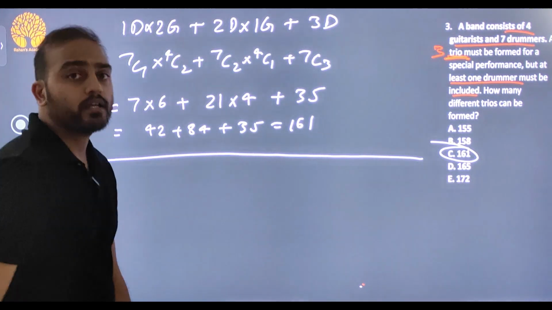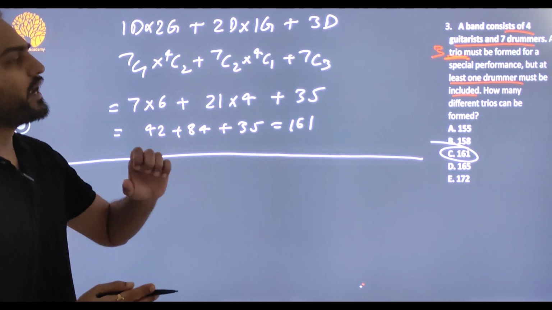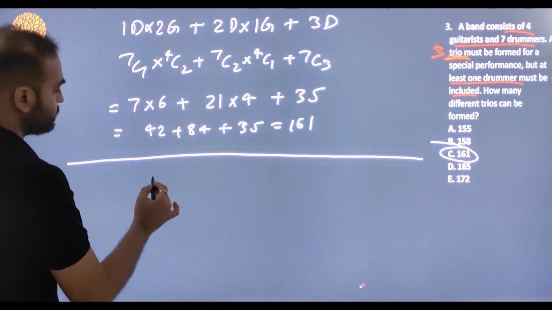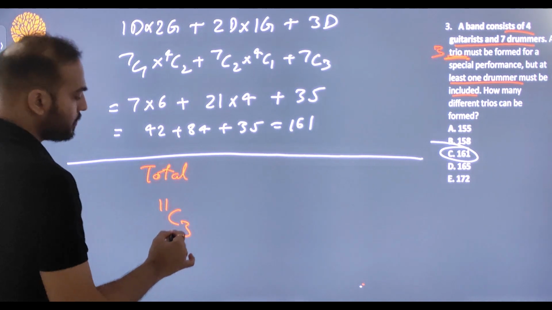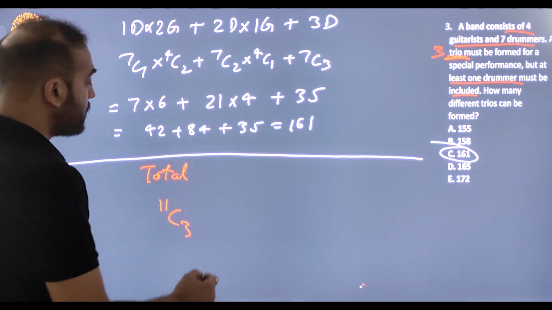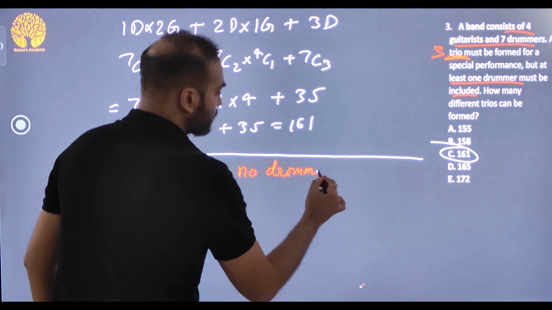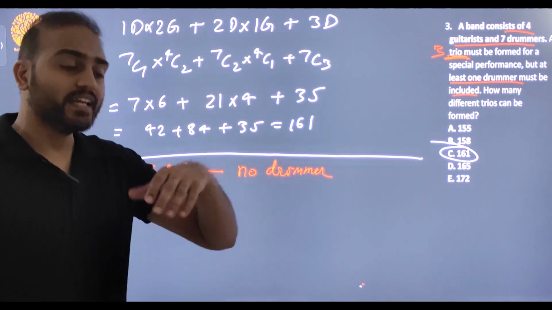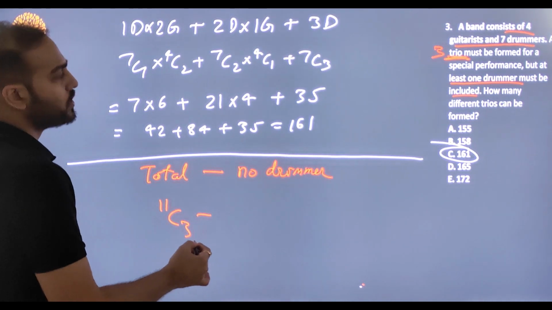Here itself, what could be the other way? Just pause for a second, think about it. I want at least one of them to be a drummer. So what can I do? Total cases: from 11, pick any 3. 4 guitarists, 7 drummers, pick any 3, doesn't matter. Minus no drummer. If I remove those cases when I am not taking any drummer, the leftover cases will have at least one drummer. So minus no drummer.